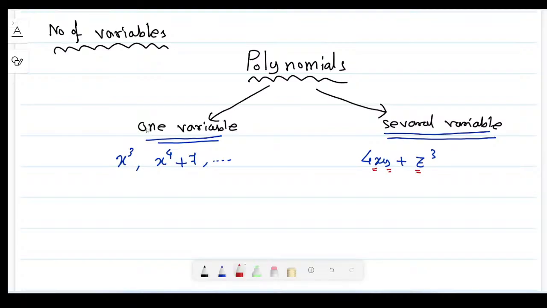Okay, and another example may be like 4y to the power 4 minus 7x plus 6z to the power 10 into x to the power square. And this is also another example.